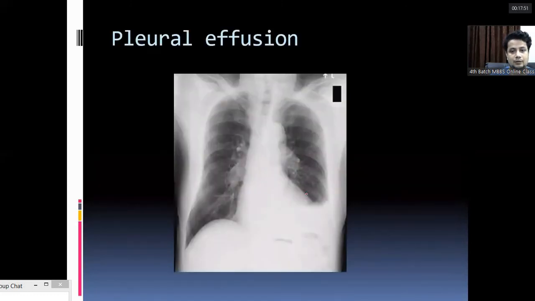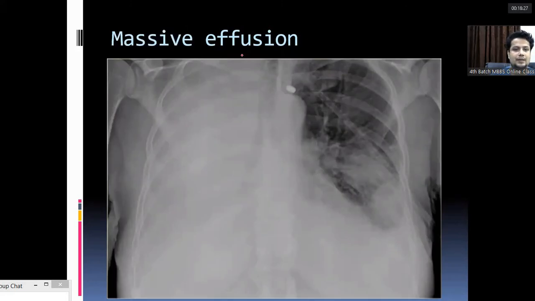So how do we describe this chest X-ray? We can see that there is obliteration of the costophrenic angles. From the last lecture, we know that the costophrenic angle should always be acute, less than 90 degrees. So here we can see it is less than 90 degrees, but here it is more than 90 degrees, like this. So we can say that there is obliteration of the left costophrenic angle with crescentic shape opacity in the left lower zone. So it is a case of left pleural effusion.